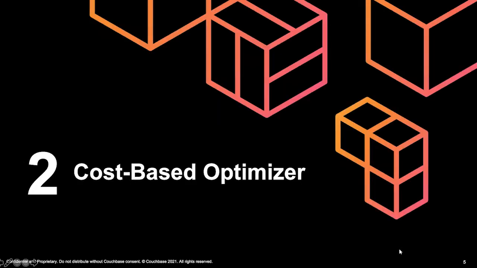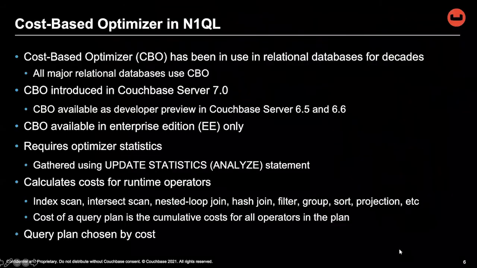So a little bit more about the Couchbase optimizer. Again, it was introduced in Couchbase Server 7.0. So the cost-based optimizer has been used in relational databases for at least a couple of decades. And all major relational databases have some version of the cost-based optimizer.